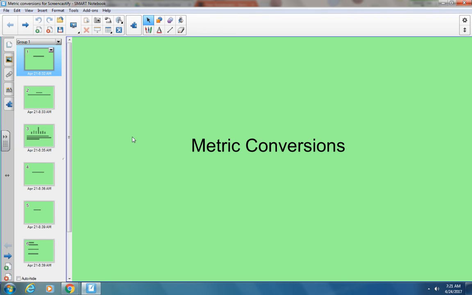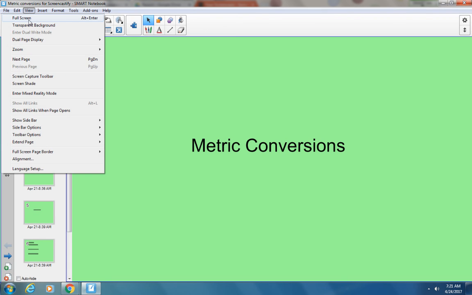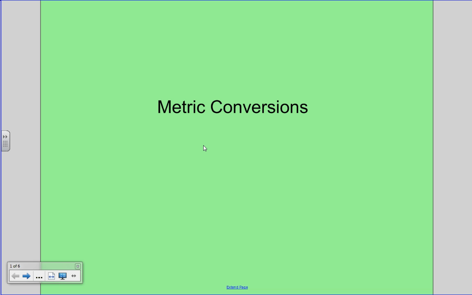All right, guys, so today we are going to do a review of metric conversions. I know that this is something that we've practiced a lot, but I wanted to give you a nice little review before we kept going and we have our test over this.